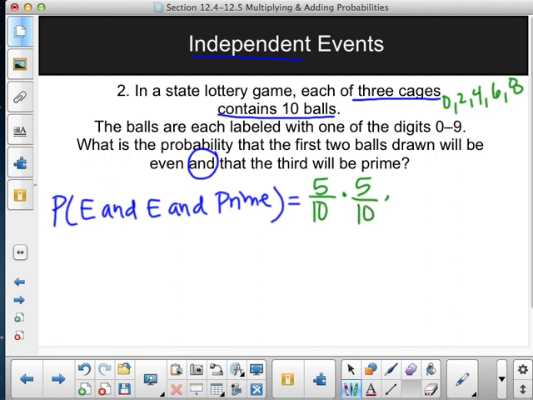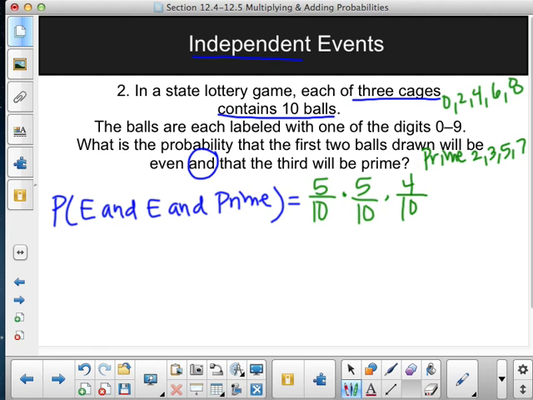Now to be prime, remember, you're only divisible by yourself and 1. So it would be 2, 3, 5, and 7 between 0 and 9. So there's 4 out of 10 of those.